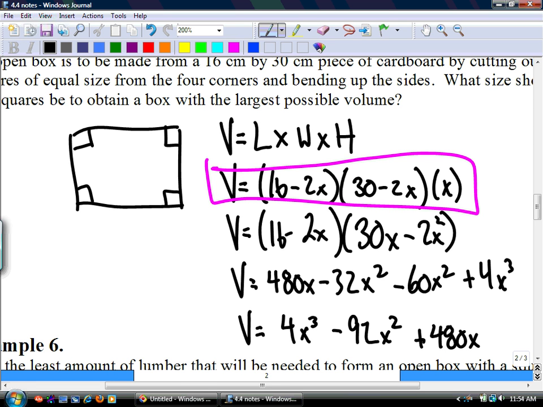Now, what are you going to do from here? Take the derivative, set it equal to 0, and solve for x. This one's going to have two answers. One of them's going to be a max. The other one's going to be a min. Yay! So you need to do the second derivative test here. Because you need to know, do you want the max or do you want the min? So that second derivative test is required for this question.